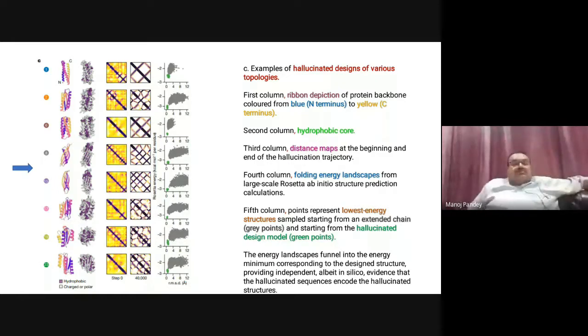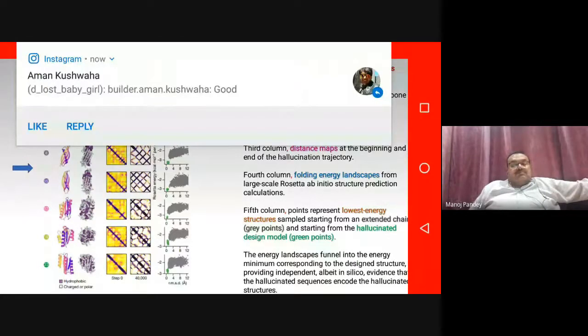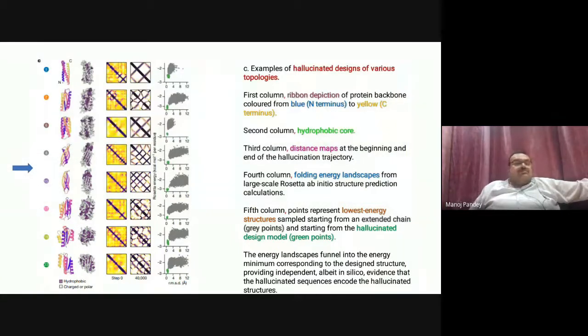The fourth column represents the folding energy landscape from the large scale Rosetta ab initio structure prediction calculation. The fifth column points represent lowest energy structures. Samples starting from the extended chain are the gray points, and those starting from the hallucinated design model are green points. The energy landscape funnels into the energy minimum corresponding to the designed structures, providing independent in silico evidence that hallucinated sequences encode the hallucinated structures.